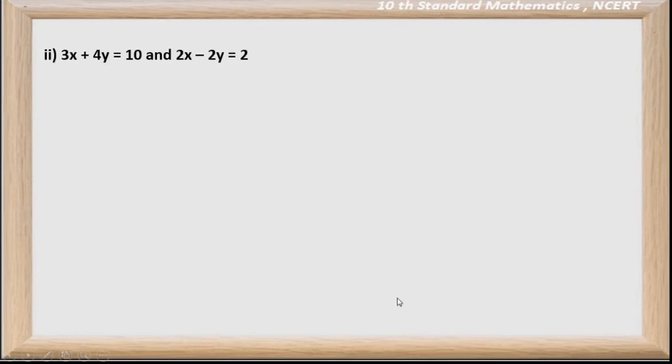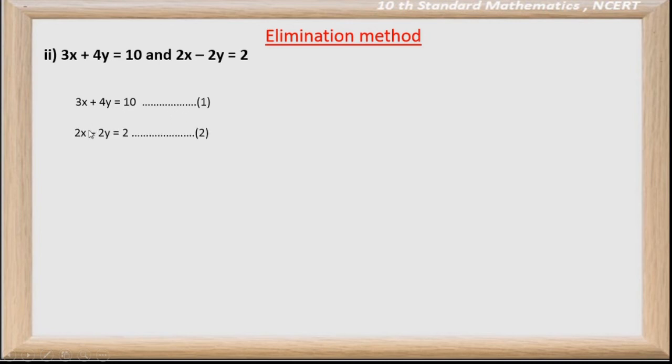The next question: 3x plus 4y equal to 10 and 2x minus 2y equal to 2. First we'll see the elimination method. So the pair of linear equations are 3x plus 4y equal to 10, make this equation 1, and 2x minus 2y equal to 2, make this equation 2.